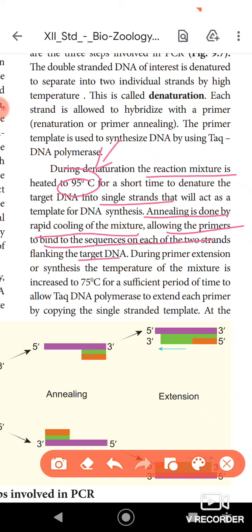So what they are doing in the annealing process? In the annealing process, they are doing the rapid cooling of the mixture. Now what is happening in the second step? The primer binds with the two single stranded DNA successfully.